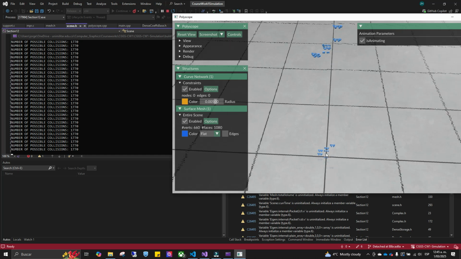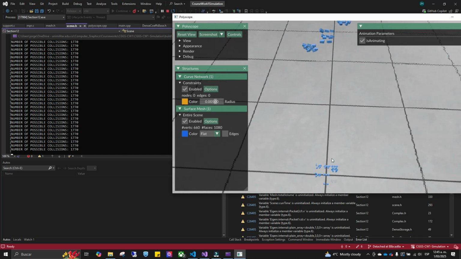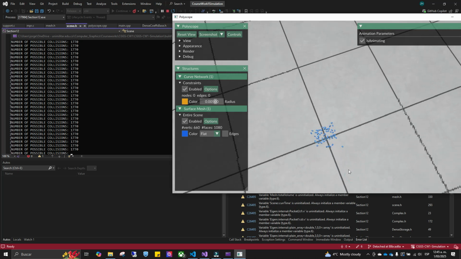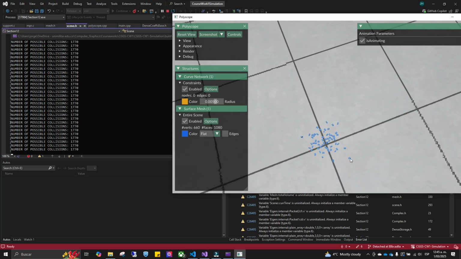These are a total of 1,770, and it's kept constant, even though some objects are very unlikely to collide, like this, for example. This one is compared all the time to each of the other boxes in the simulation.